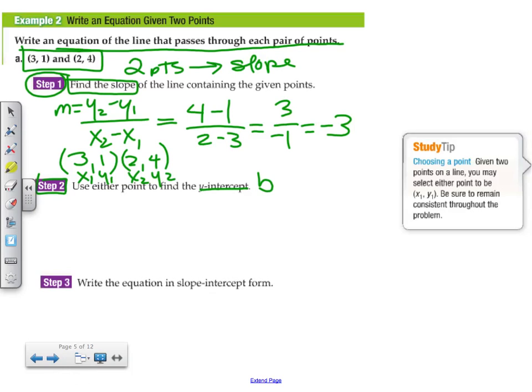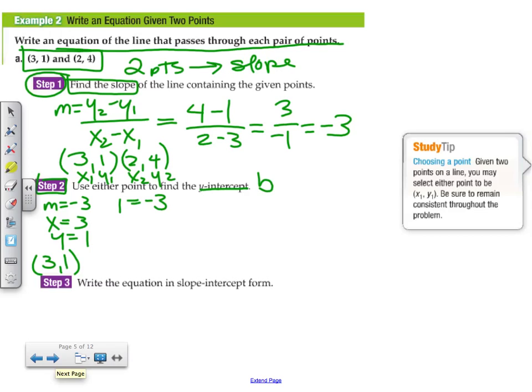So we have a slope that's negative 3. We have an x value. We can pick either point. I'm going to pick the first point, (3, 1). It doesn't matter which point I use. So x will be 3 and y will be 1, and we're going to solve for b. We're going to find the y-intercept.